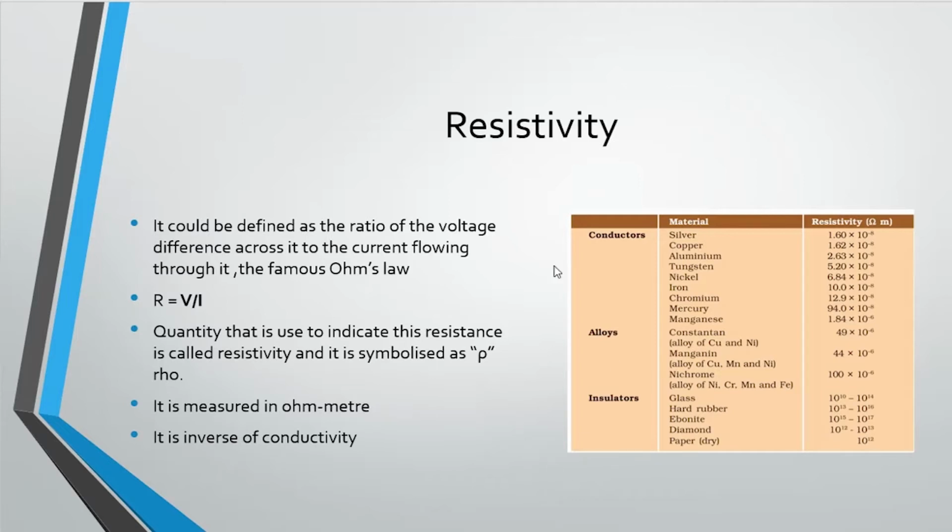Now here is a resistivity chart. What this chart indicates is that the resistivity values of silver and copper are very low, around 1.6 into 10 to the power minus 8. On the other hand, the resistivity values of glass and hard rubber are very high and vary a lot, from 10 to the power 10 to 10 to the power 16.